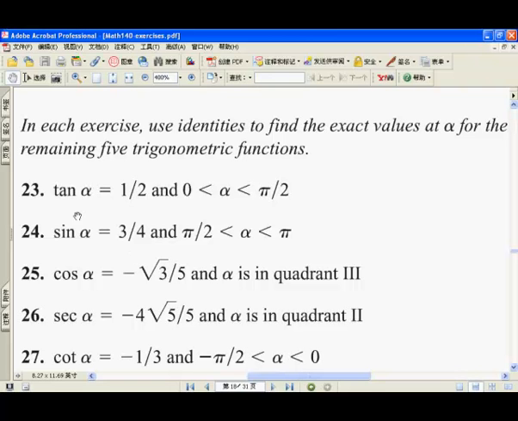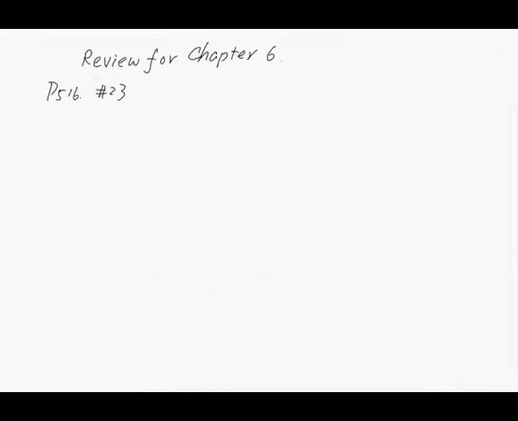Okay, so let me list these two knowns on the whiteboard. So we have tangent alpha equal to 1/2. And we also know alpha is in quadrant 1. So now we need to find the function values at alpha for the other 5 remaining trigonometric functions. So that means we need to find the cosine alpha, sine alpha, cotangent, secant, and cosecant.